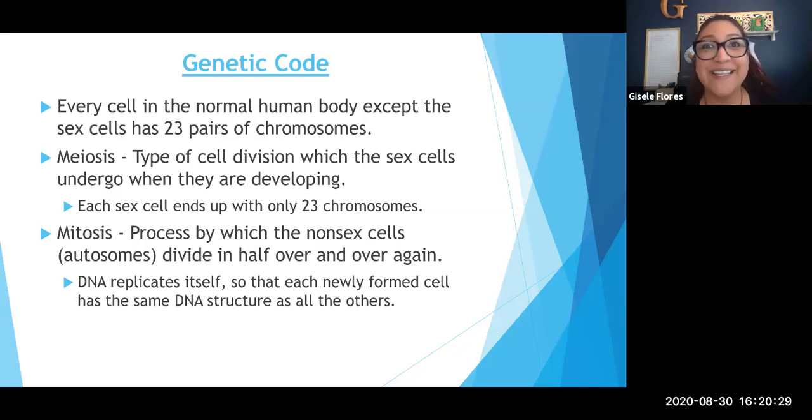Fun fact, the only cell that doesn't have your DNA present is actually the red blood cell, which is interesting because if you've ever watched any kind of crime show, you would think that the red blood cell definitely has your DNA, but it's actually the only one that does not have a replication of your DNA.